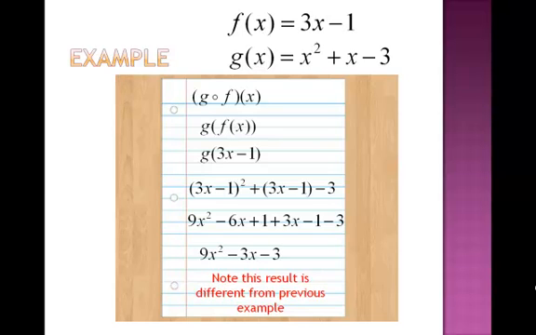And the only difference between this example and the other one is I've switched which function is on the inside and which is on the outside. But it created an entirely different result. So you really have to be careful the order at which you do composition.